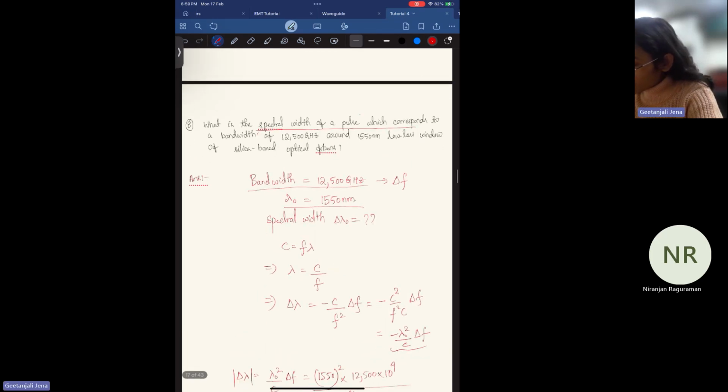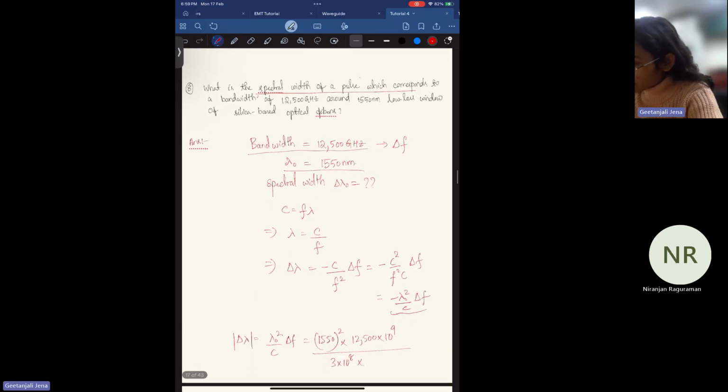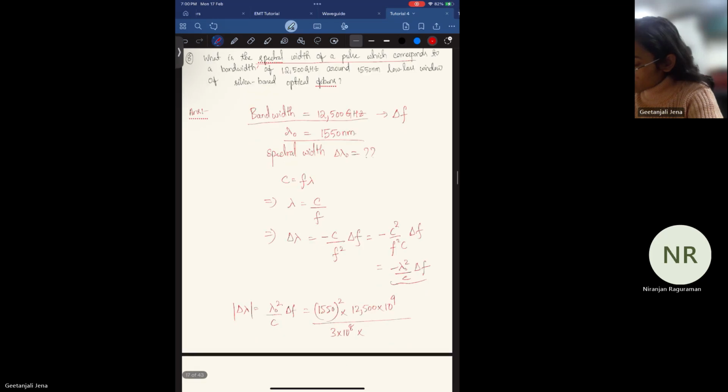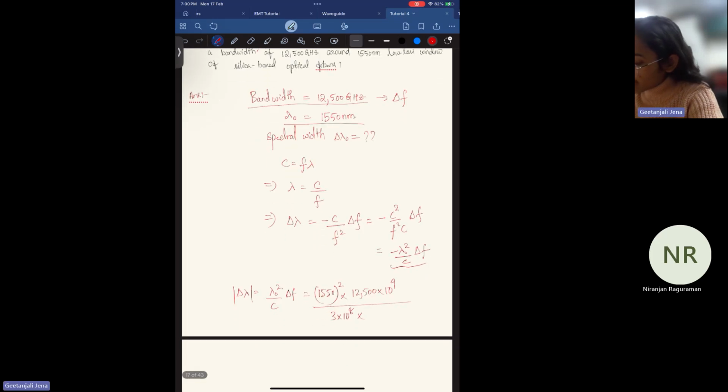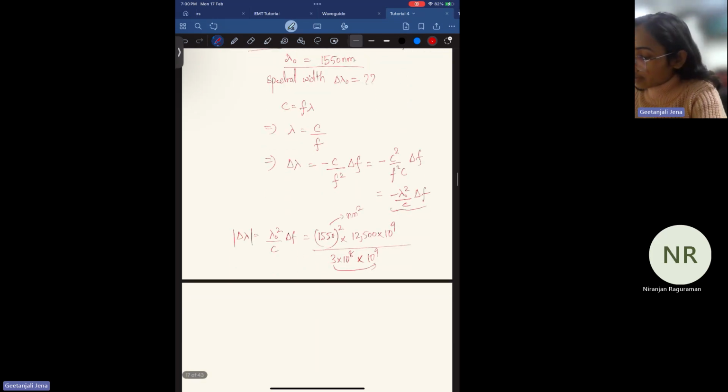It's given 12,500, 1050 nanometer. To cancel the nanometer square here, this 1550 is in terms of nanometer, so this will give nanometer square. To cancel it, we need to convert the meter here to nanometer. So 1 meter is 10 to the 9 nanometer, and this will multiply a factor of 10 to the 9.